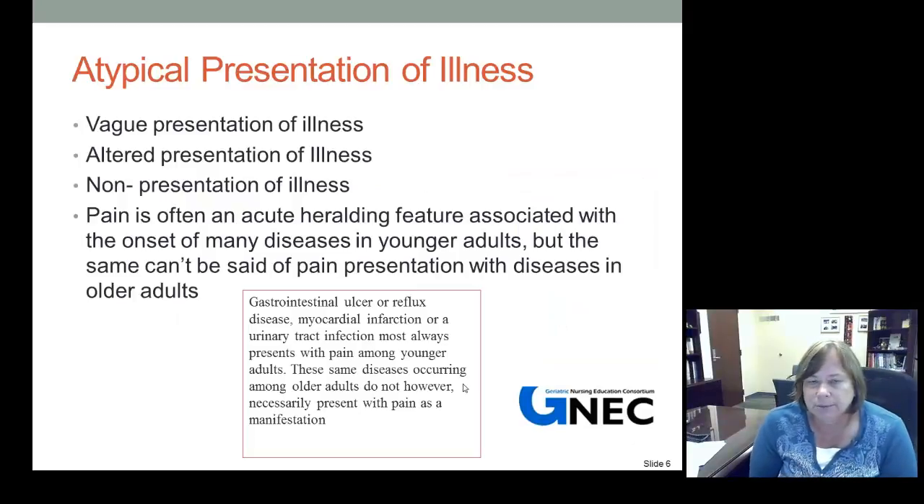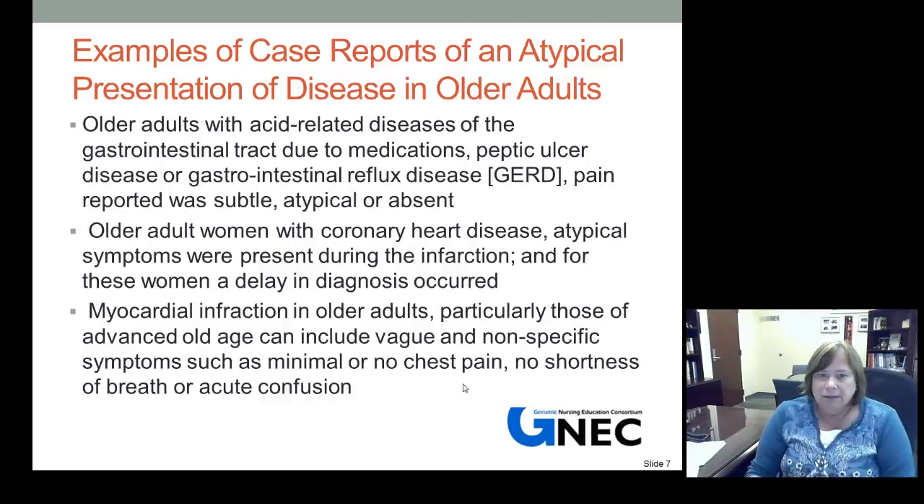All right, with the atypical presentation of illness, it's very vague. The signs are subtle. They don't have the typical signs that are associated with certain diseases. Again, pain is one, as well as fever, which we mentioned earlier. So again, keep that in mind with GI pain as well as heart attack pain. These are just some examples of case reports that were found in the literature. Patients with documented acid-related diseases of the GI tract presented with no pain, or if there was pain, it was very subtle or vague. Again, same thing as for heart attack pains.